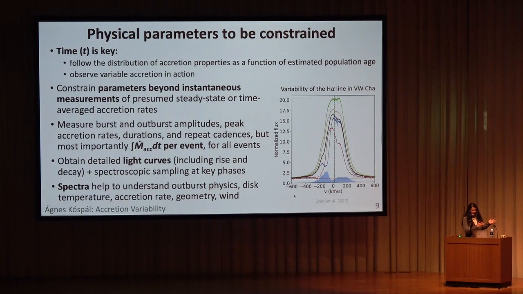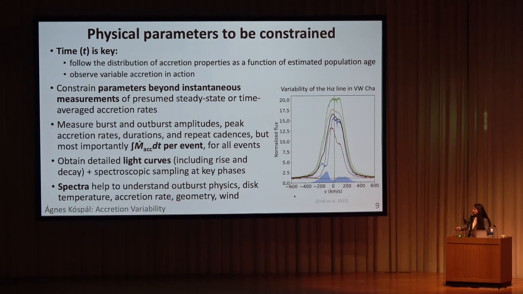So to constrain that, you can either follow the distribution of accretion properties as a function of estimated population age, so do a kind of statistical study, or you can observe variable accretion in action, either by monitoring the hourly, daily, or weekly accretion variability of an object, or by following the evolution from quiescence to outburst and back to quiescence of individual young eruptive stars. So clearly, we need to constrain parameters beyond instantaneous measurements of presumed steady state or time average accretion rates. We need to measure burst and outburst amplitudes, peak accretion rates, durations, repeat cadences, but most importantly, the integral of Ṁ dt per event for all events. We are not overly ambitious, are we?